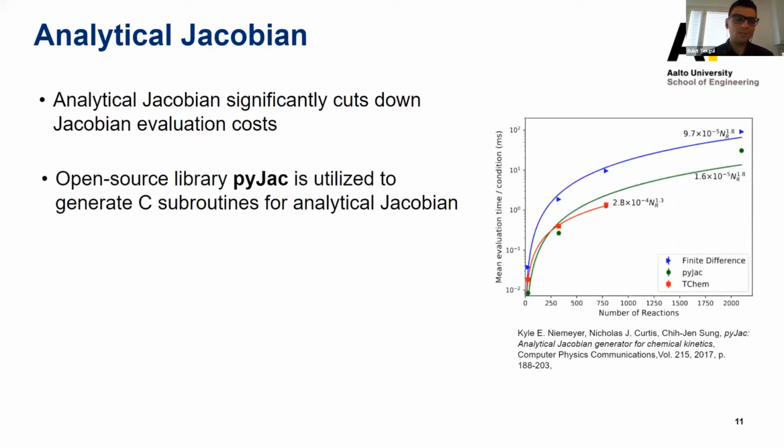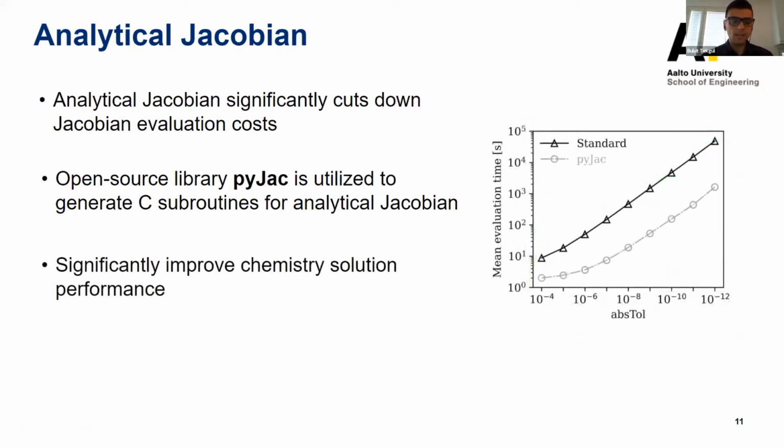And for this, we actually didn't reinvent the wheel. We just coupled this open source library PyJac, which generates C subroutines for analytical Jacobian, to OpenFOAM. And you can see in here that PyJac, especially with a high number of reactions, provides at least an order of magnitude speed up compared to finite differencing for calculating the Jacobian. And it significantly improves the chemistry solution performance.